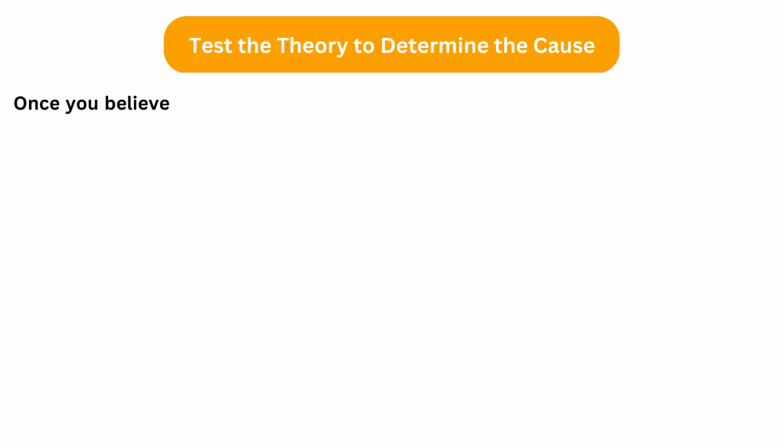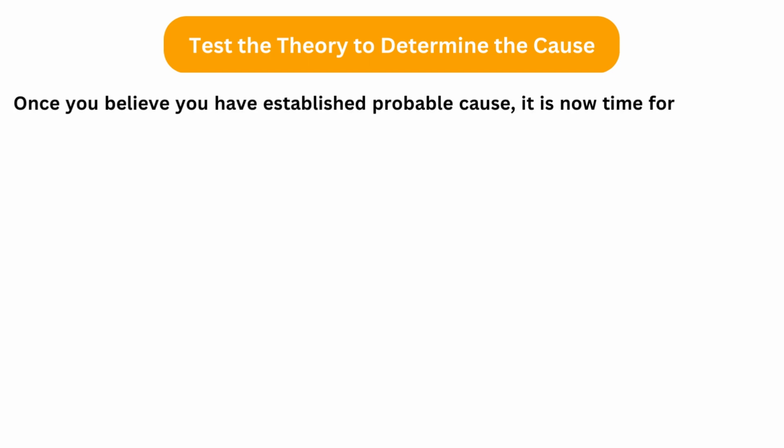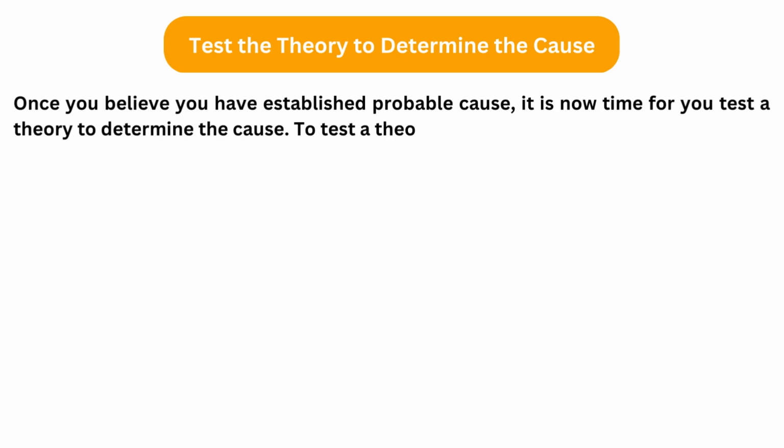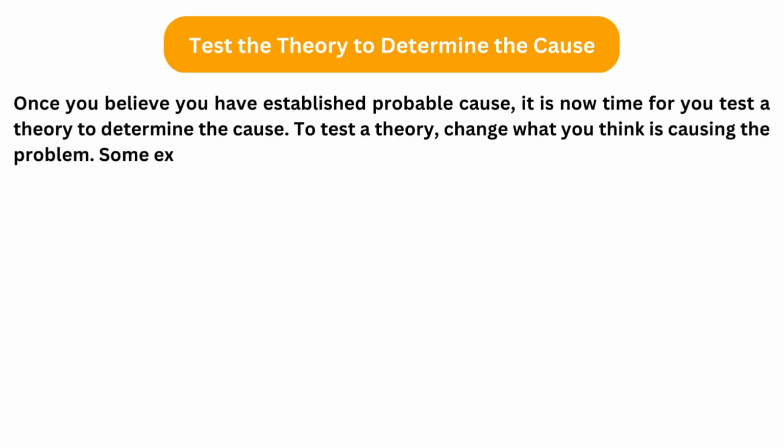Test the theory to determine the cause. Once you believe you have established probable cause, it is now time for you to test a theory to determine the cause. To test a theory, change what you think is causing the problem. Some examples are as follows.